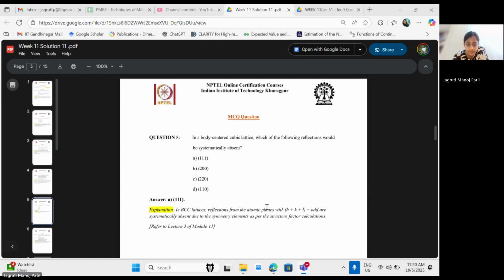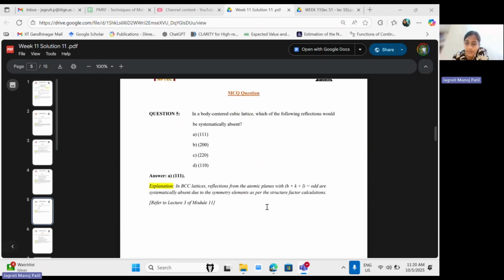Then in a body-centered cubic crystal, which of the reflections would be systematically absent? So you have this option of 1, 1, 1. Because we saw 1, 1, 0 is there, then you have 2, 2, 0. In this case, it represents the ones which are odd. So these odd ones are directly absent from there. It's even essentially, right?